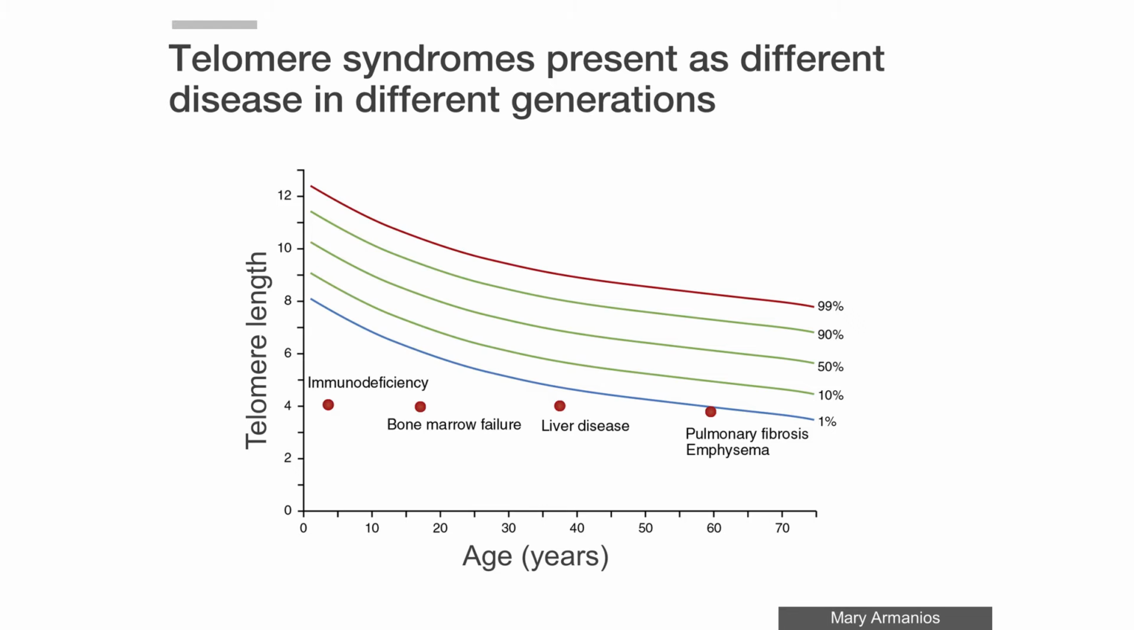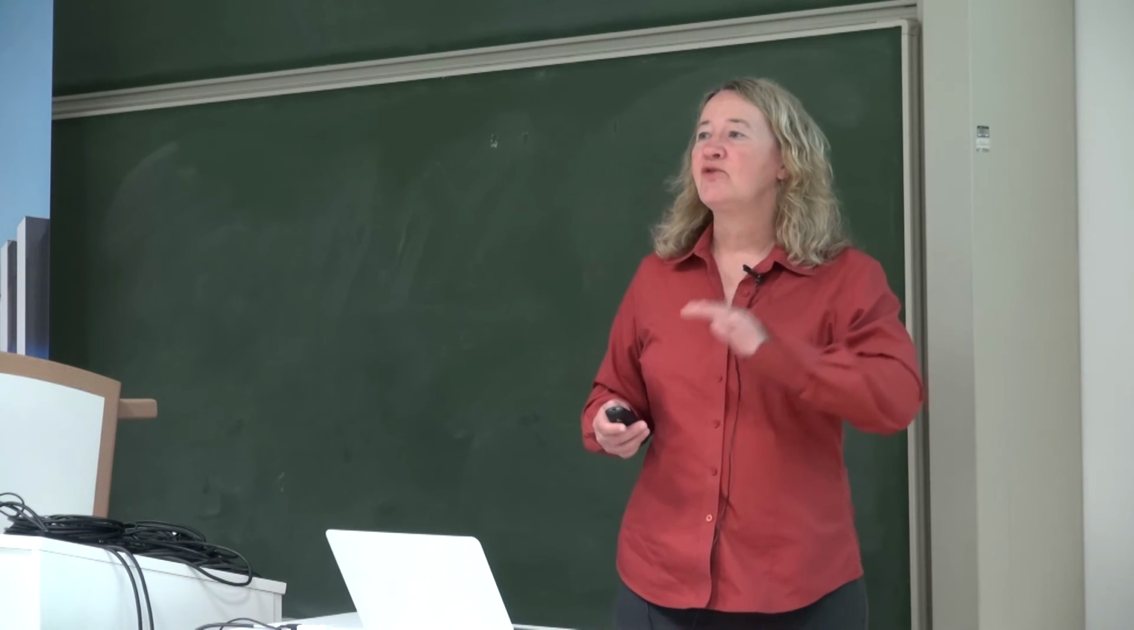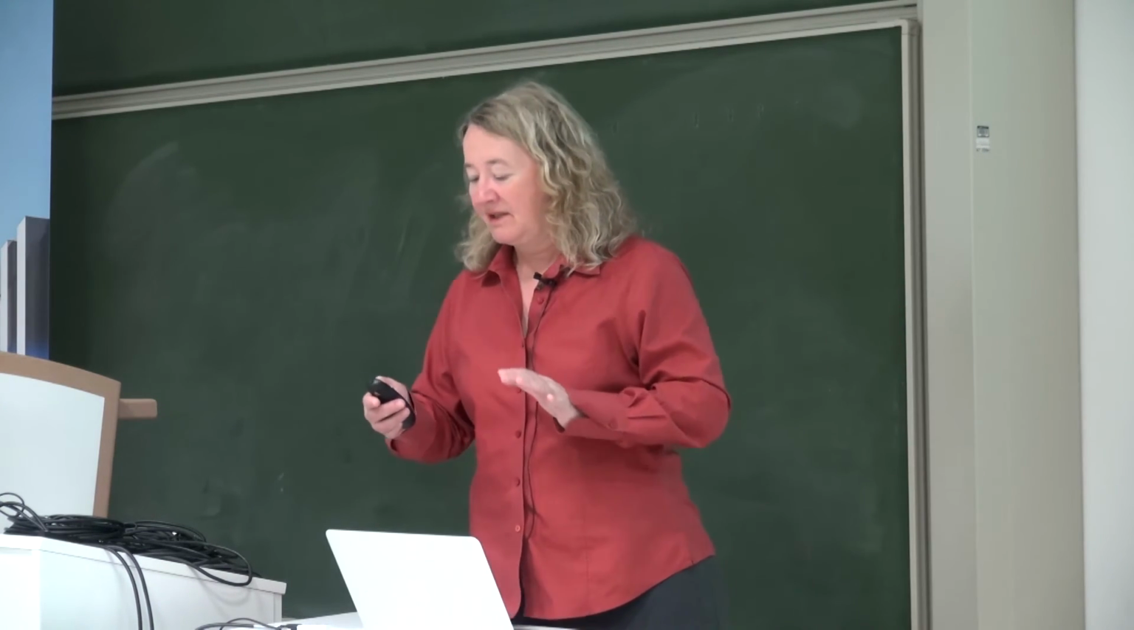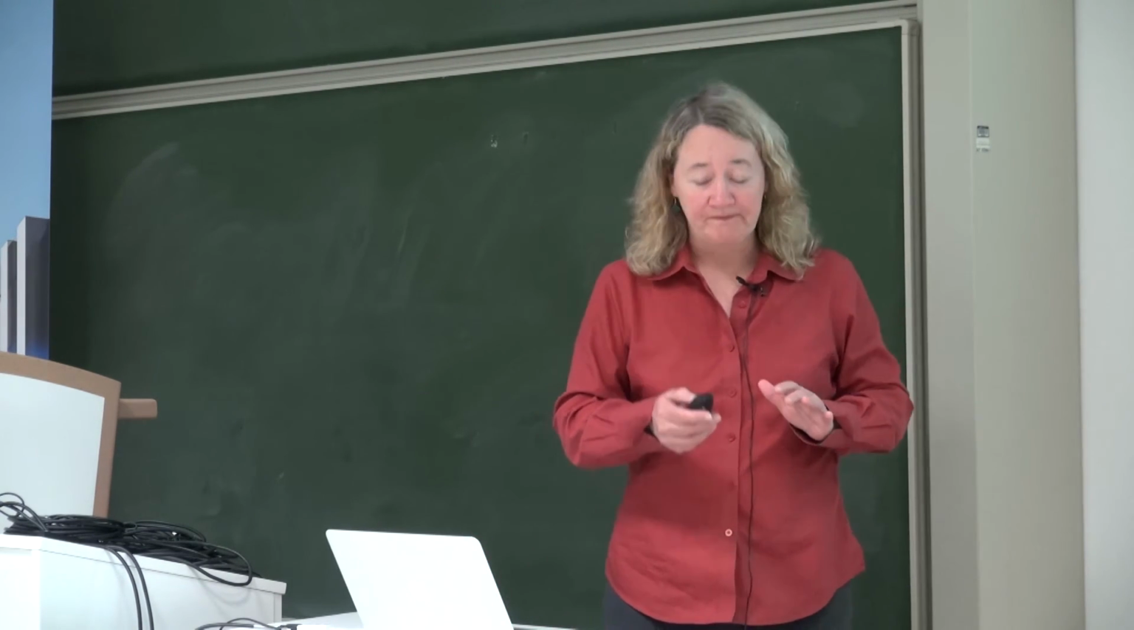So Mary has gone on to show, very interestingly, that the youngest individuals that have these telomere syndromes have immunodeficiency. Bone marrow failure also occurs in the young individuals. The intermediate individuals have liver disease, and it's the older individuals that have pulmonary fibrosis. So there's a very interesting pattern of disease that occurs in this situation.